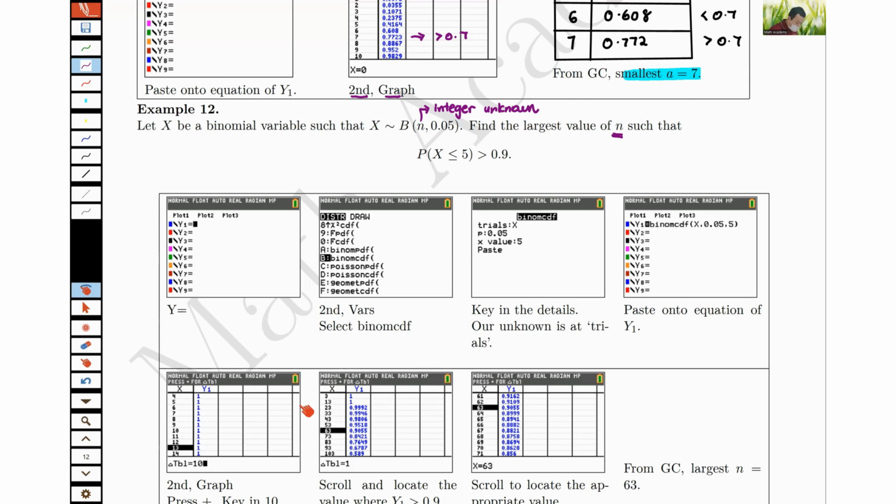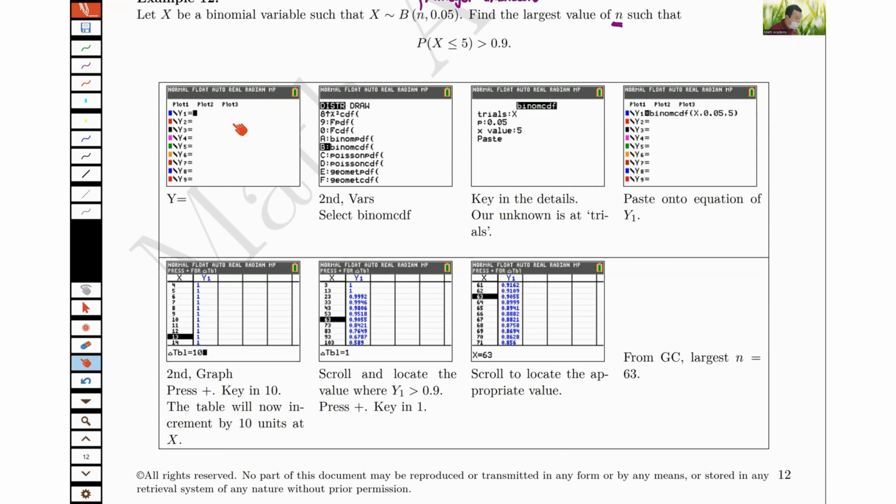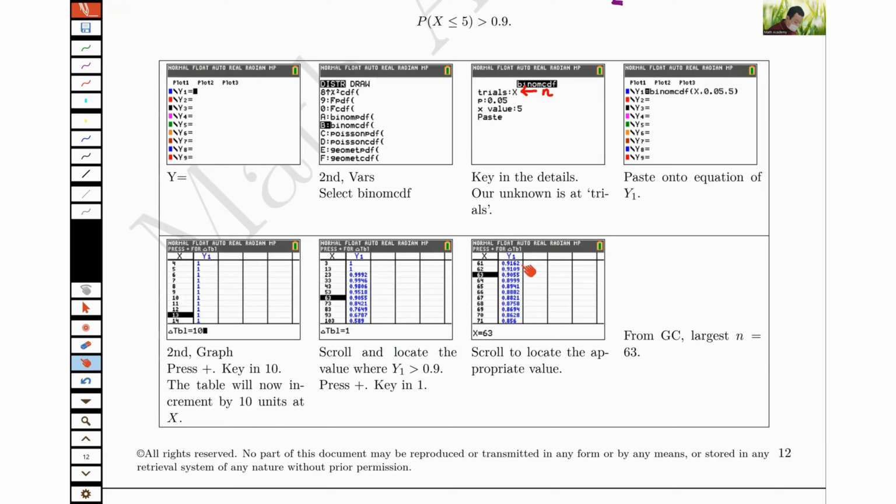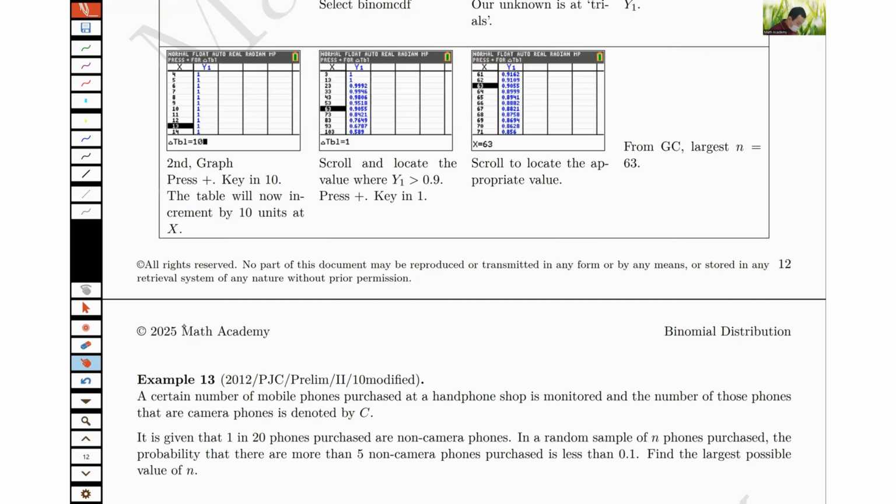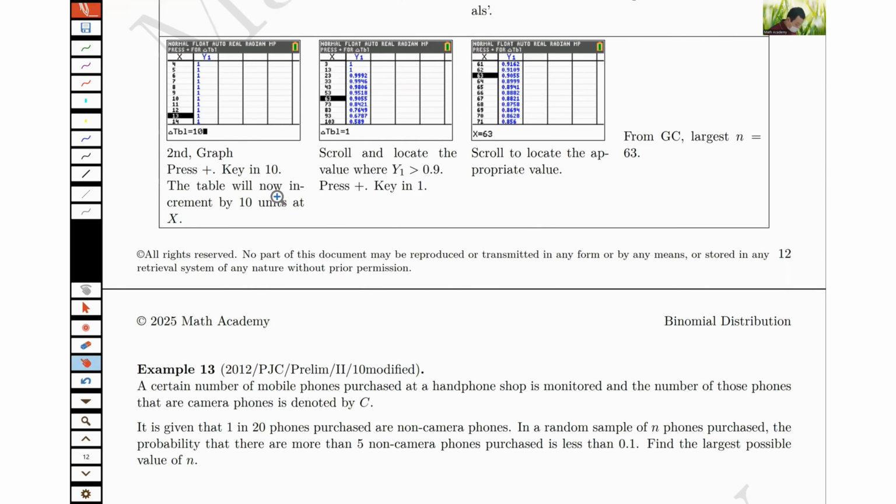So again, we are going to key in the same thing, put it to the graph, binom CDF, but the difference is where the position of x is now placed at trials. This trials is actually your n, but we key in as x as the unknown. Okay, so once I paste it, what I would like to show you is the difference in the end result on the table. Let me just zoom in here on this table to show you.